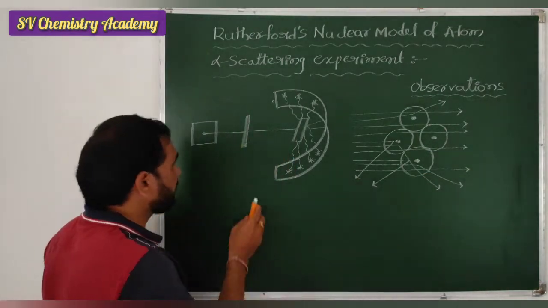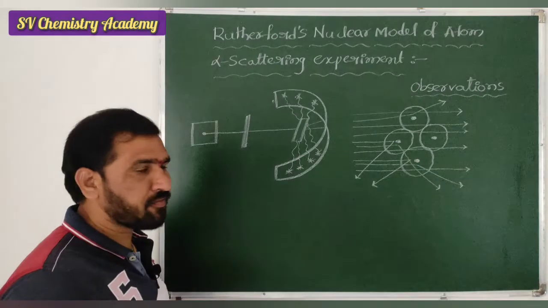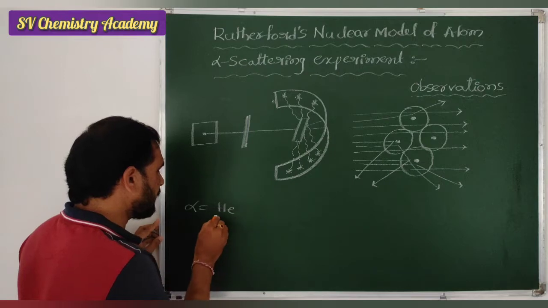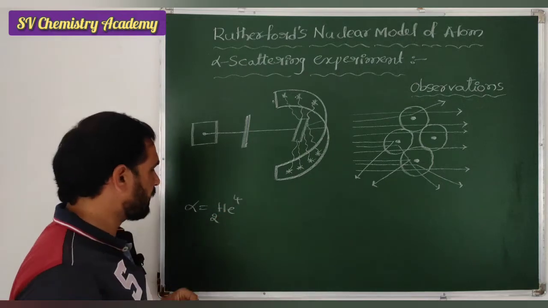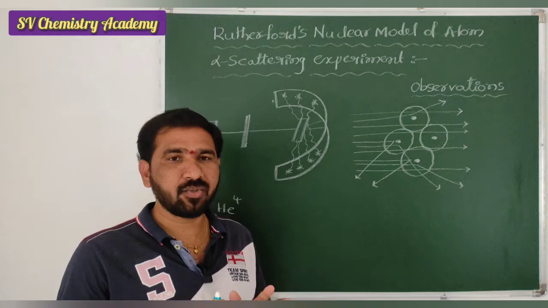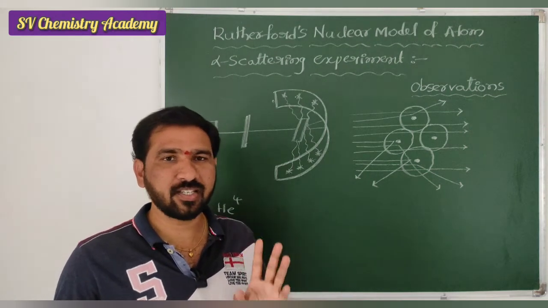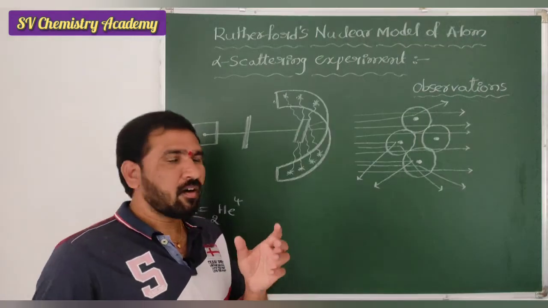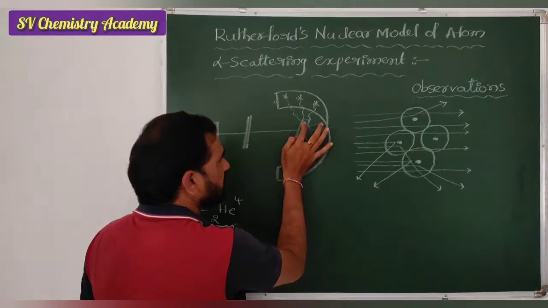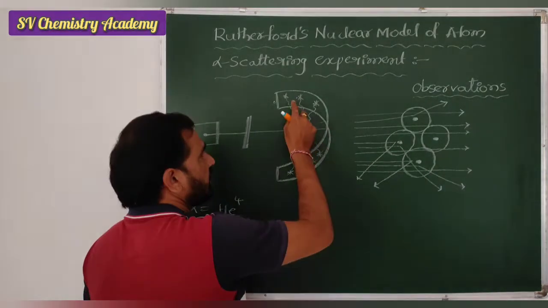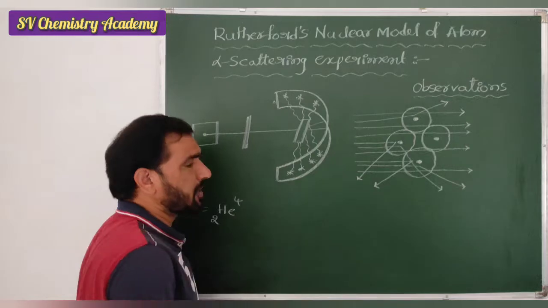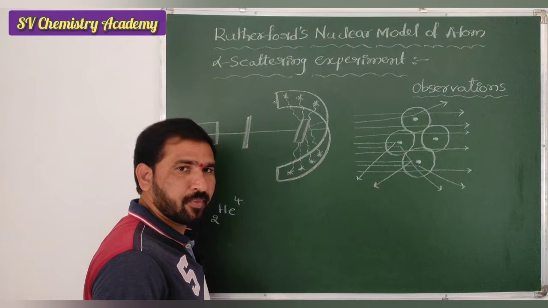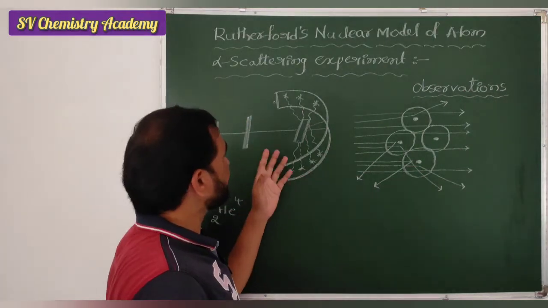First of all, what does alpha mean here? Alpha means He 2 4. There is no negative charge in that. It has 2 positive charges and mass number 4 units, that is the alpha. When the alpha rays passed through this gold foil and touched the screen, tiny flashes of light were observed on the screen.